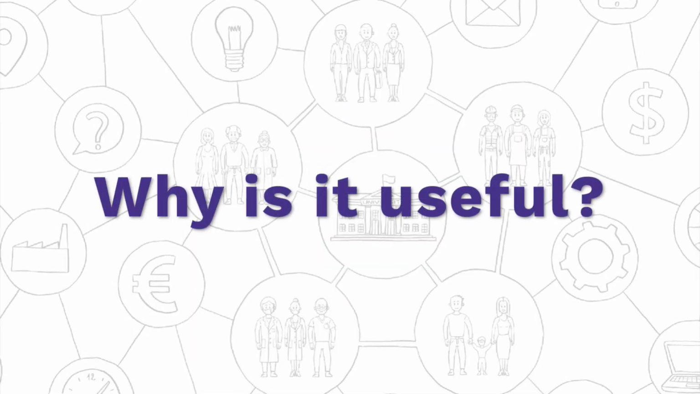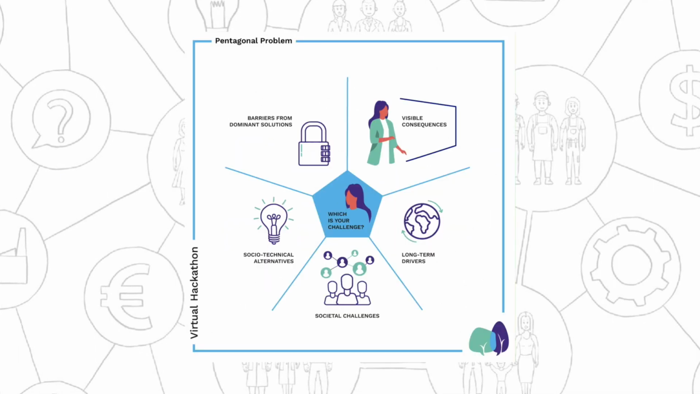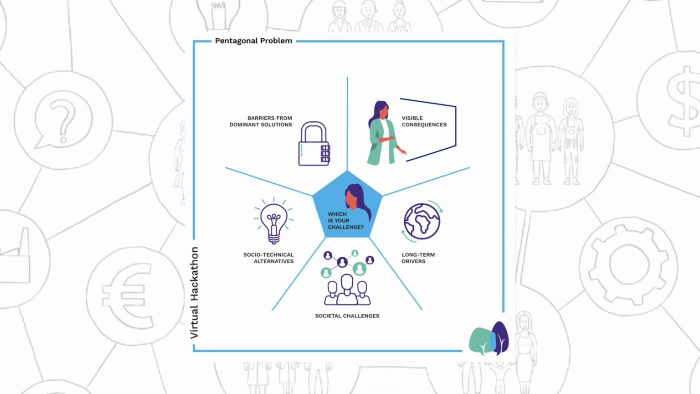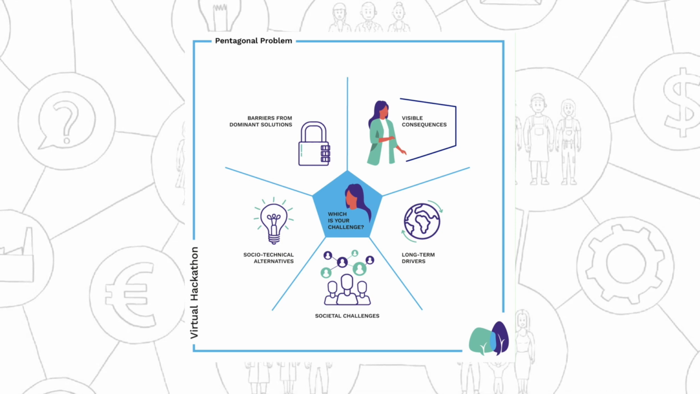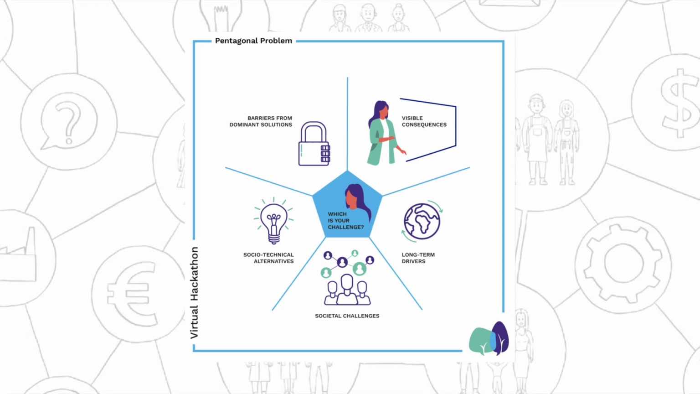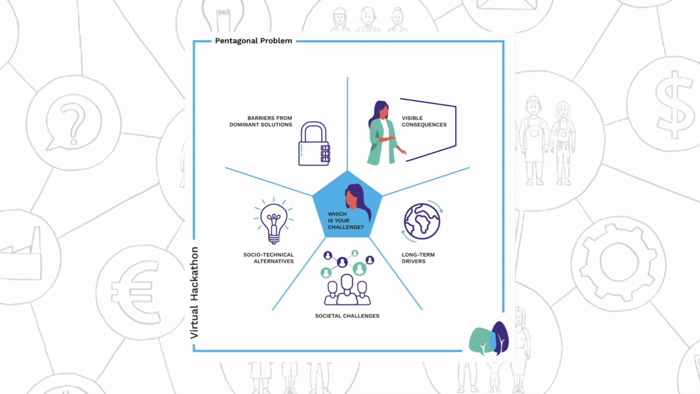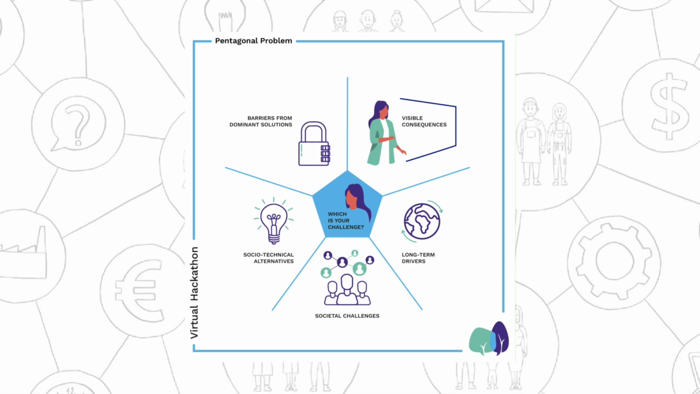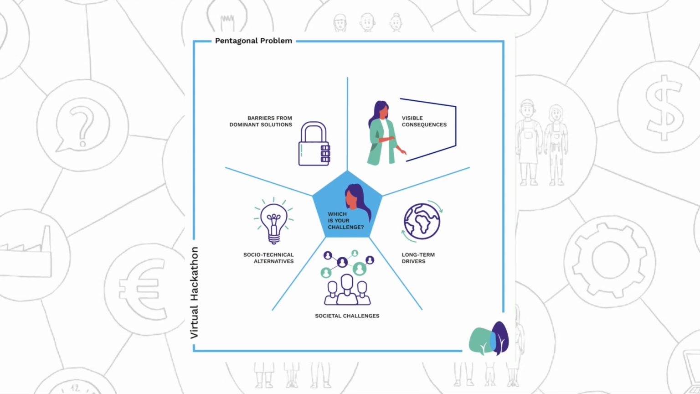Why is it useful? Systems innovation entails a completely different approach in the way we define and address problems. Problems are no longer simple or isolated. Instead, they can affect a big number of stakeholders with different perceptions and interests. They are cross-sectorial, long-term, and interconnected with the ecosystem and societal structures.